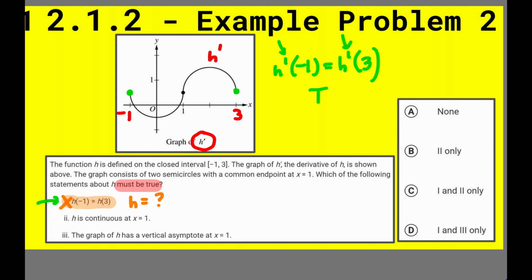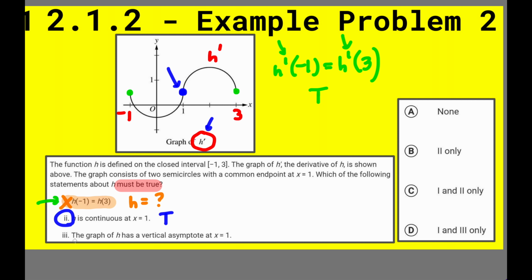Roman numeral 2, h is continuous at x equals 1. We don't have h. Again, we don't know what h is, but we know that it's differentiable at x equals 1 because the derivative exists. It's right there. This is the graph of the derivative, and there's a point there. It's not a hole, a jump, a gap, or anything like that. It's defined there. So that means this has to be true. It must be true because the derivative has a point at x equals 1. That means h has to exist. If h prime of 1 exists, h of 1 exists.